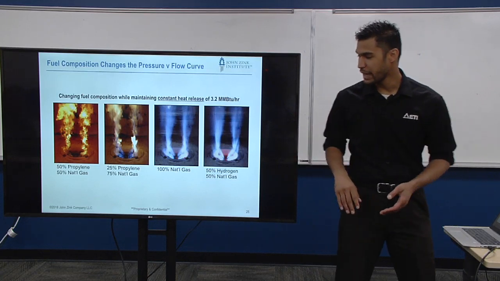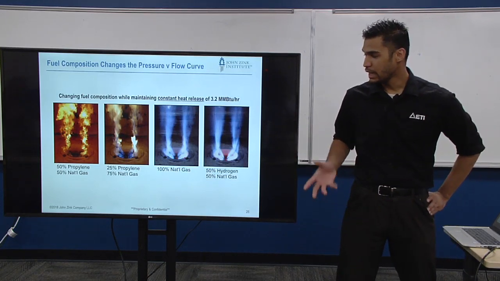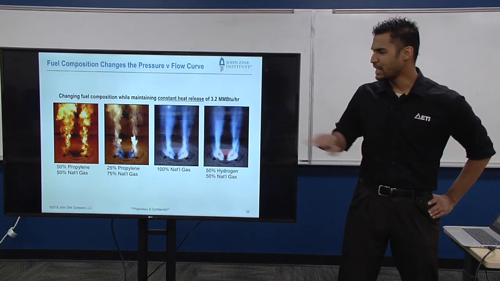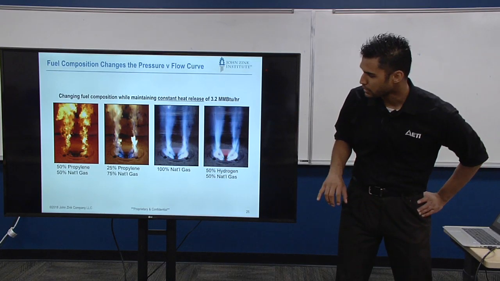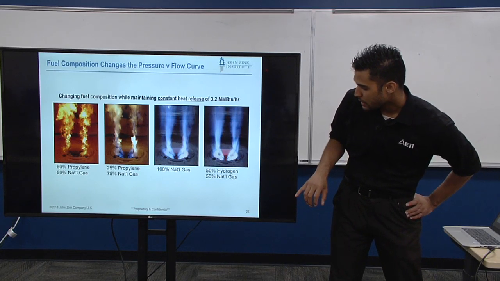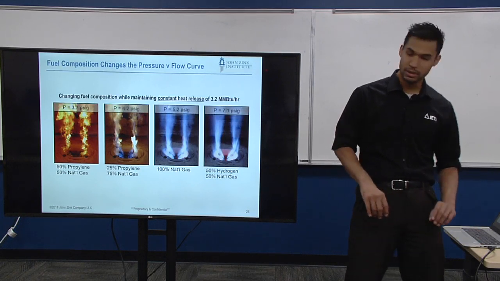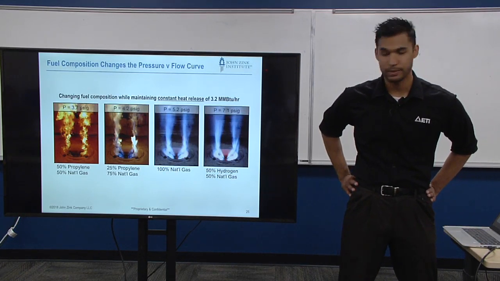But here's a nice little summary of what happens if you start changing fuels. In order to keep a constant 3.2 million BTUs an hour, I changed my energy rate on you. I'm sorry, guys. For all these different fuels, you need a wide range of pressures.